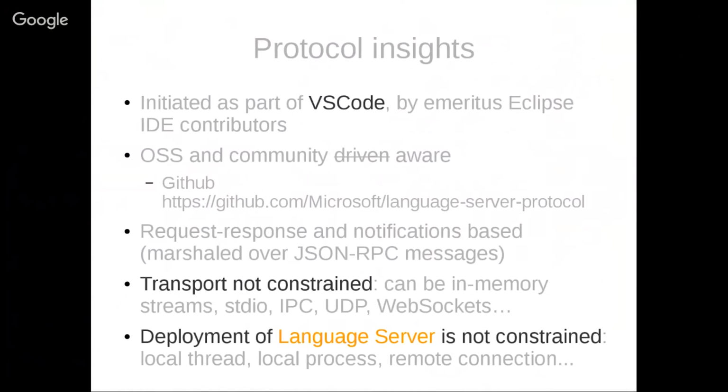And since the transport is not constrained, the deployment is not constrained either. So if you think about how Eclipse IDE can consume a language server, it can decide to create a local thread with the language logic and interact with this thread via input and output streams. It can be a local process on the same machine. It can be a local process in a Docker image. It can be a remote connection to a remote server. So the deployment is not constrained, and that opens the path to many ways of distributing your language server. The lack of constraint makes it very useful in many cases.